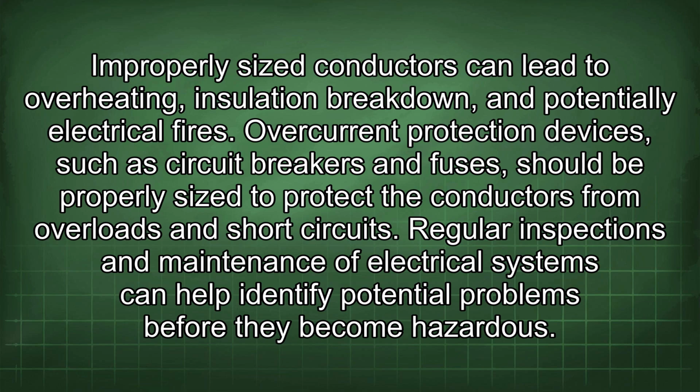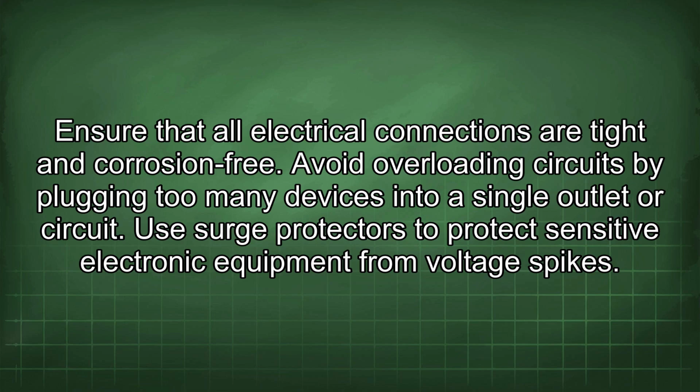Overcurrent protection devices, such as circuit breakers and fuses, should be properly sized to protect the conductors from overloads and short circuits. Regular inspections and maintenance of electrical systems can help identify potential problems before they become hazardous. Ensure that all electrical connections are tight and corrosion-free. Avoid overloading circuits by plugging too many devices into a single outlet or circuit. Use surge protectors to protect sensitive electronic equipment from voltage spikes.